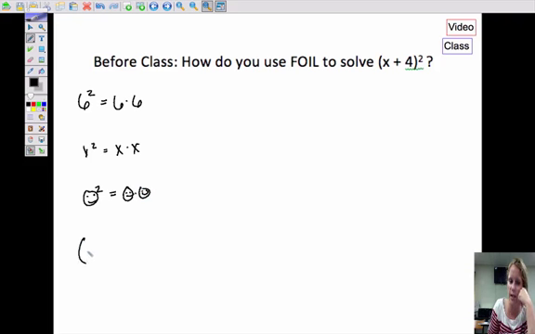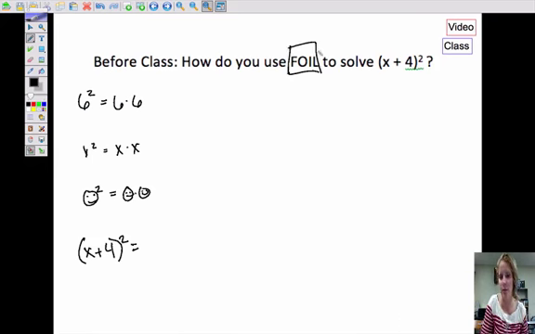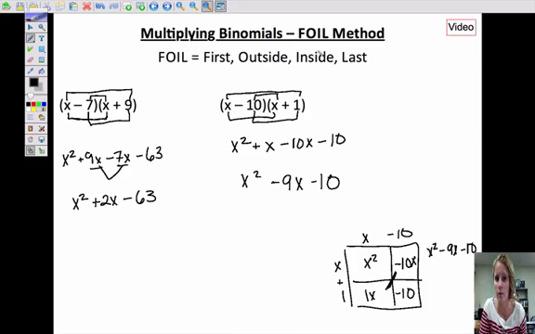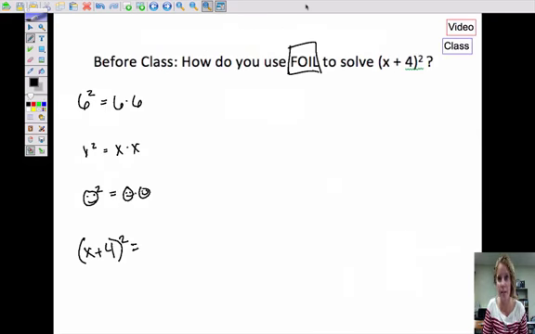So what is x plus 4 squared? What's that going to be? Use these to guide your thinking and then FOIL that once you have it. You should end up with something you can FOIL. This doesn't look like we can FOIL it, so turn it into something we can FOIL. What if 6 squared is 6 times 6, x squared is x times x, smiley face squared is smiley face times smiley face, what is x plus 4 squared? Try that for class, and we will talk about it then.